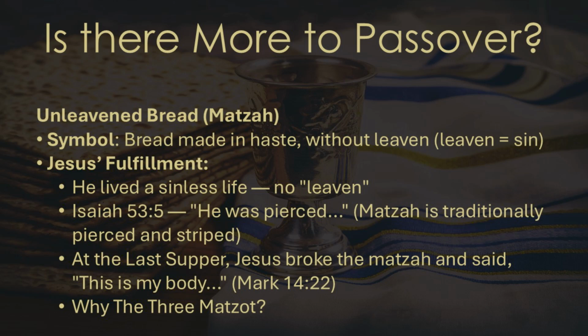We talked about these stripes. Isaiah 53 verse 3 says, "He was pierced for our transgressions. He was crushed for our iniquities. Upon him was the chastisement that brought us peace, and by his wounds we are healed." So it actually references right into that.